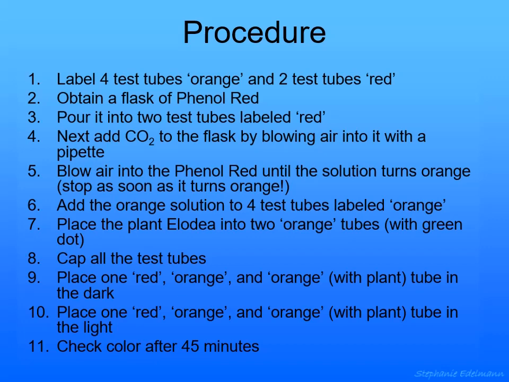That's what a non-CO2 phenol red looks like. Then you're going to take the flask and add CO2 to it by blowing air into it with a pipette. When it turns a little bit orange, you take that and put it in the 4 test tubes labeled orange. Then you place the plant Elodea into 2 of the orange tubes and put a green dot on them. Cap all the tubes. So you now have 2 sets of tubes, 2 red ones, 2 orange ones, and 2 orange ones with a green dot on the top. And you're going to set one of these sets into the dark and one of these sets into the light.